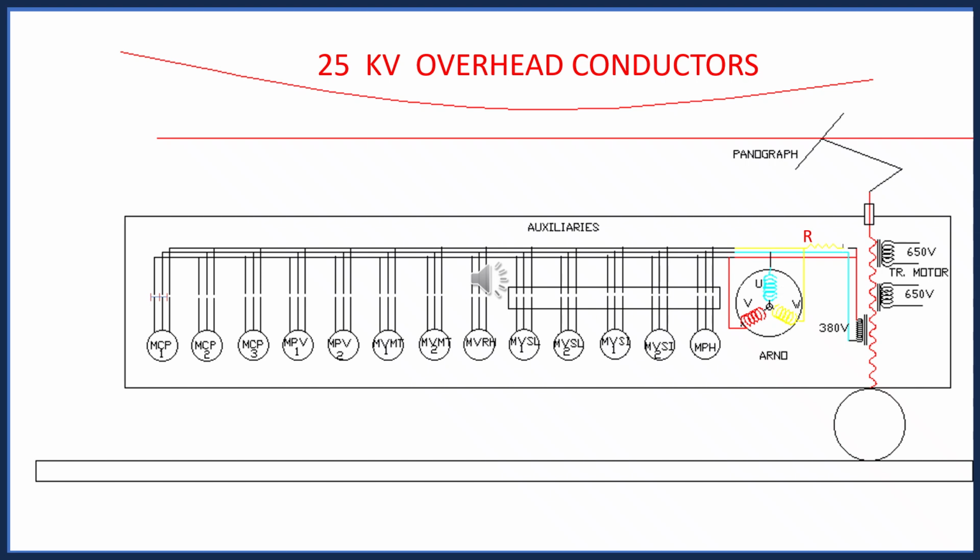This 110 volt DC is also used for the control circuit. Control circuits are mainly electromechanical, electromagnetic and electro-pneumatic circuits. So this is the system. These are the auxiliaries, and the traction motor is using 650 volt. So now you can see how the Arno will get started.